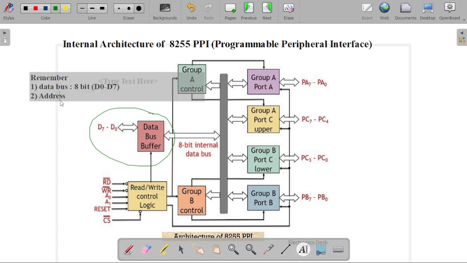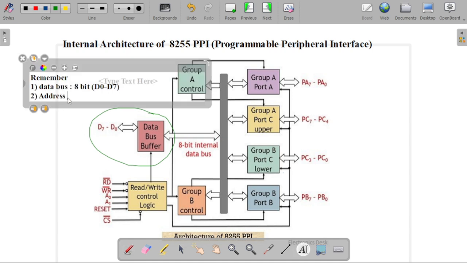The next one is the address bus. In the 8255 architecture, two address bus signals are available, and that is A0 and A1. These are also called the select lines that we have already learned in the pin diagram of the 8255 PPI. The description for the pin diagram I have given in the description box.